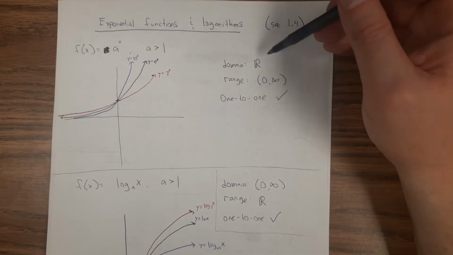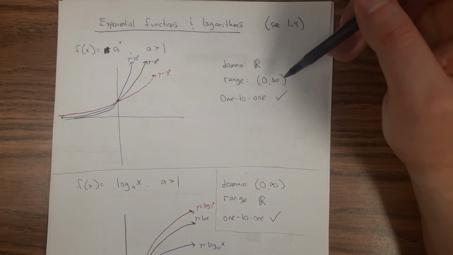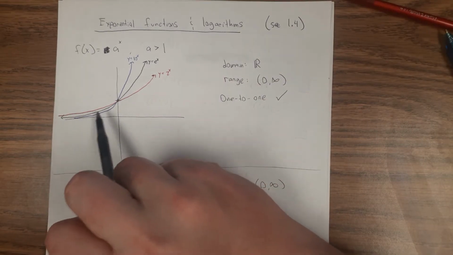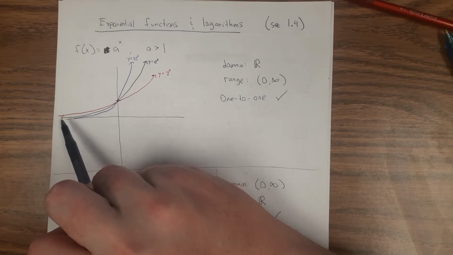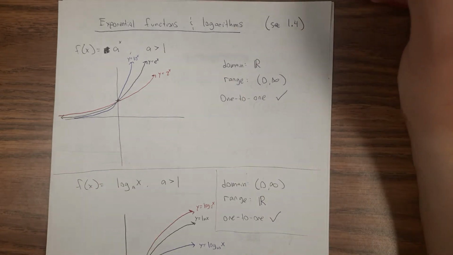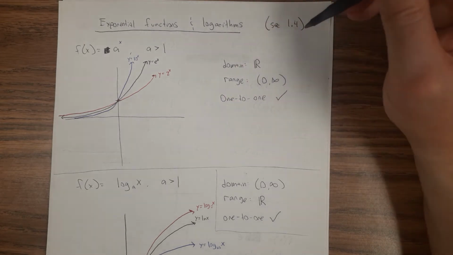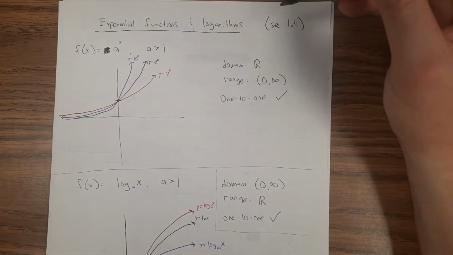These functions have a domain of all real numbers. They have a range of 0 to infinity, not including 0. As I go farther and farther to the left, these graphs become very close to 0, but they never cross the 0 line. So the range does not include 0. And these graphs are 1 to 1. They pass the horizontal line test.